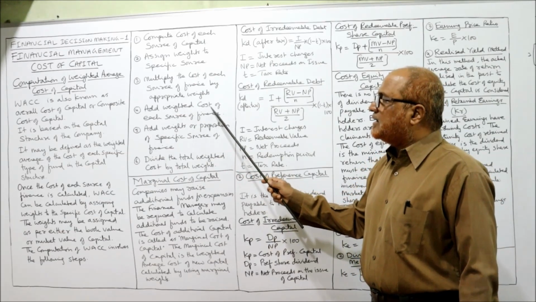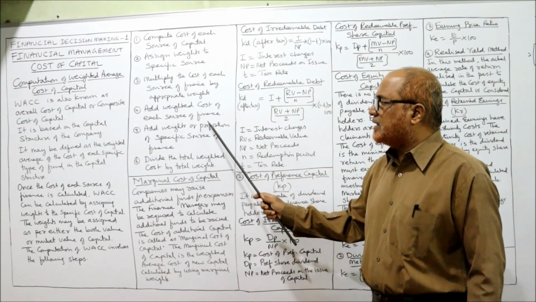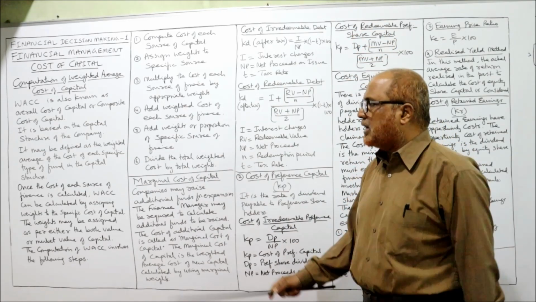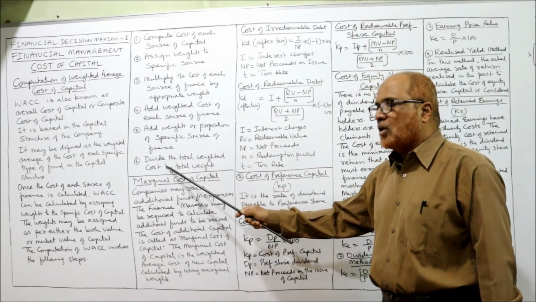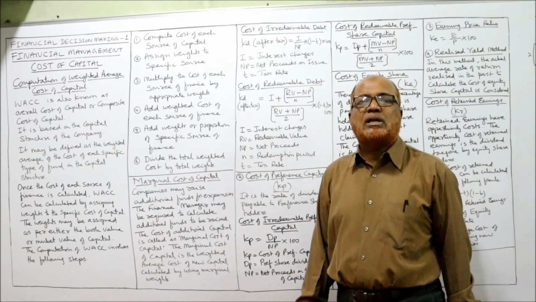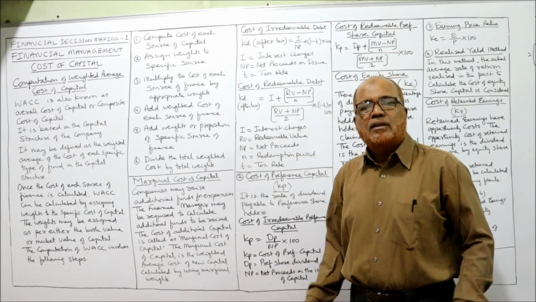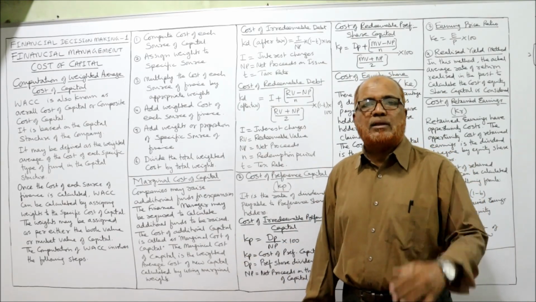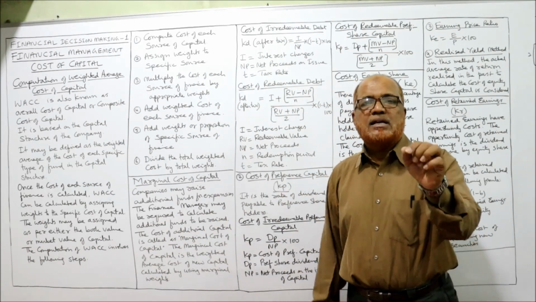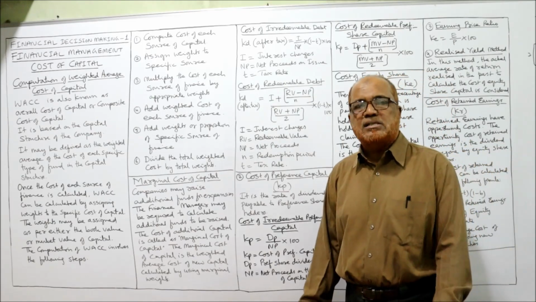Then add the weighted cost of each source of funds. Next step, add the total weights, summation W. Then divide the total weighted cost by the total weights. We will get the WACC, weighted average cost of capital. The concept will be more clear after doing the problem. Right now, simply remember what is WACC and how to compute it. In the examination, you may get a theory question asking you to explain what is WACC. This is the theory.